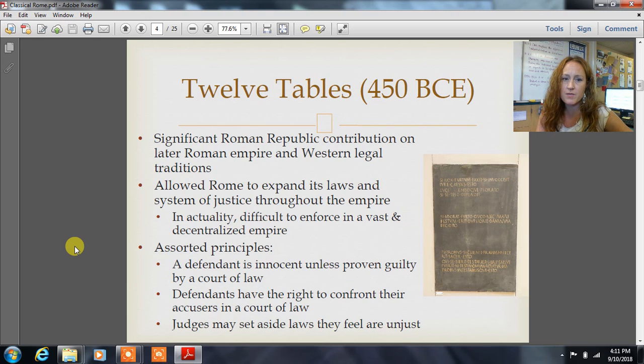So a little bit more on the 12 Tables. This was a significant Roman Republic contribution to the later Roman Empire. It's interesting, the 12 Tables were actually written under the Republic. They will survive into the empire, so we'll talk about that.